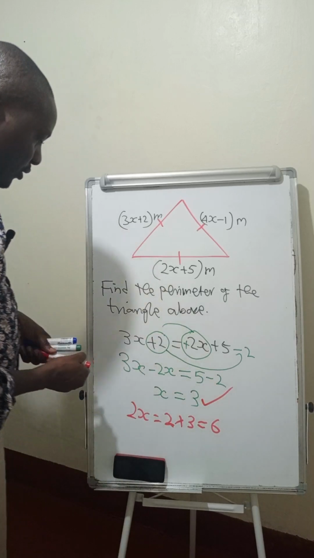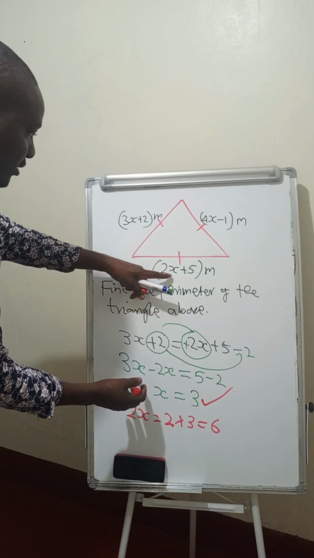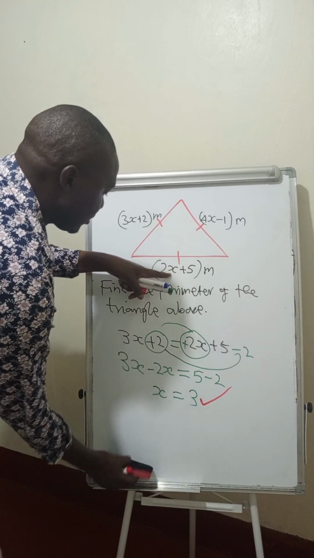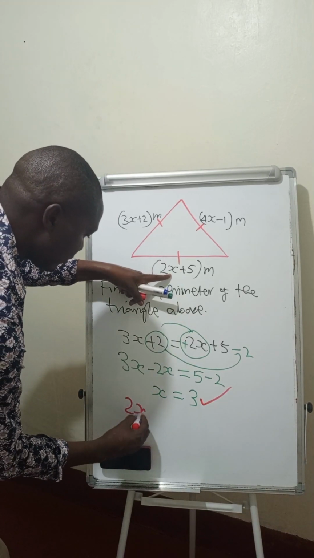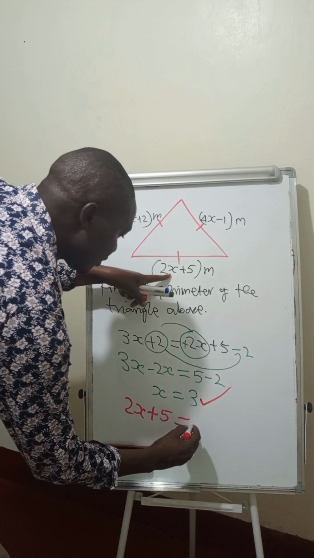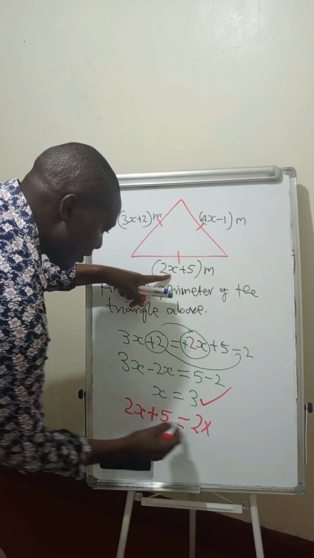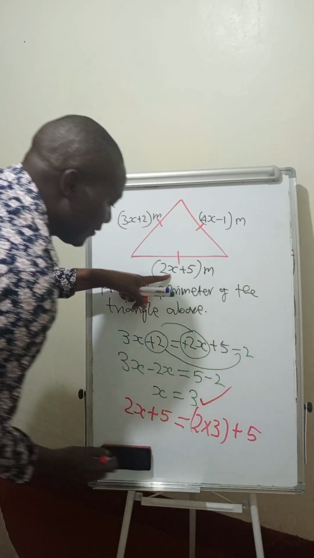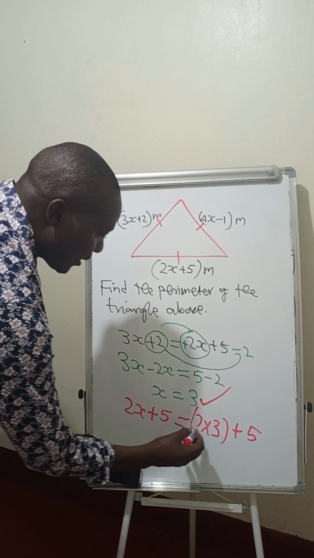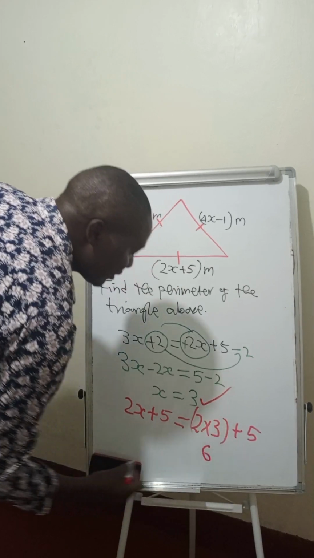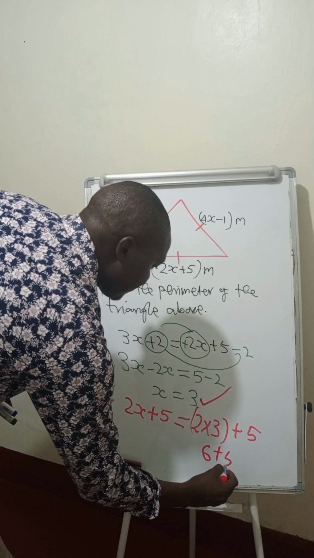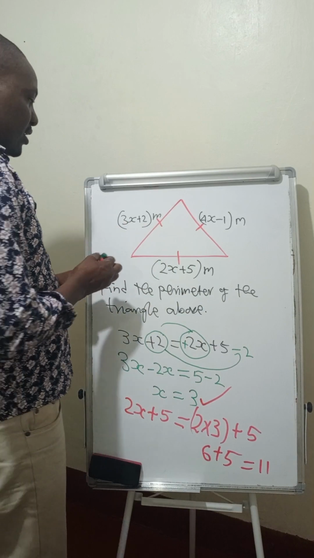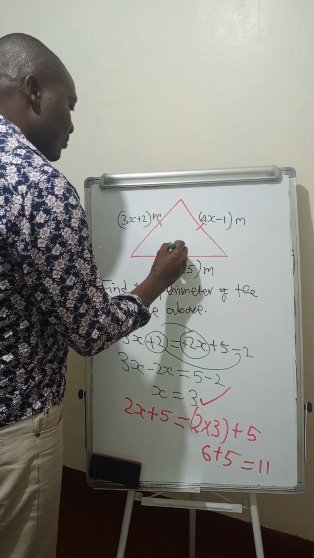We have 2x here plus, sorry, this is 2x plus 5, which is the same as 2 times 3, which is the x, then you add 5. So this one is 6 plus 5. This one will give you 11. So this side here, we can write 11 meters.